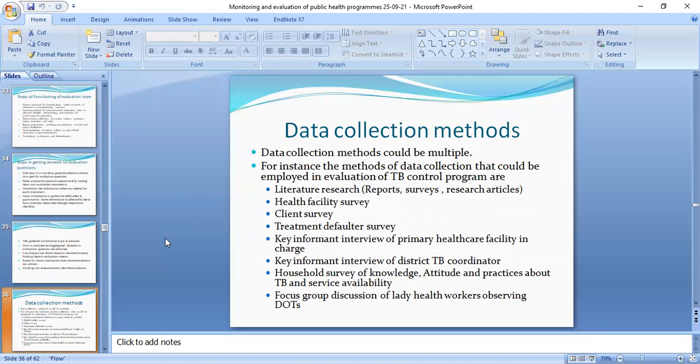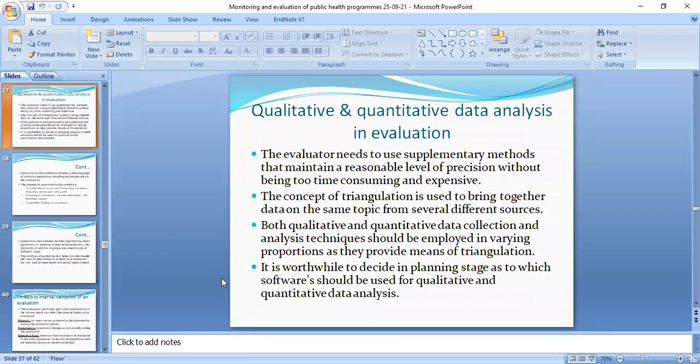For instance, the methods of data collection that could be employed in evaluating a TB control program are literature research, data reports, surveys, and research articles, health facility survey, client survey, treatment defaulter survey, key informant interview of primary healthcare facility in charge, key informant interview of district TB coordinator, household survey of knowledge, attitude, and practices about TB and service availability, focus group discussion of lady health workers observing DOTS, qualitative and quantitative data analysis in evaluation.